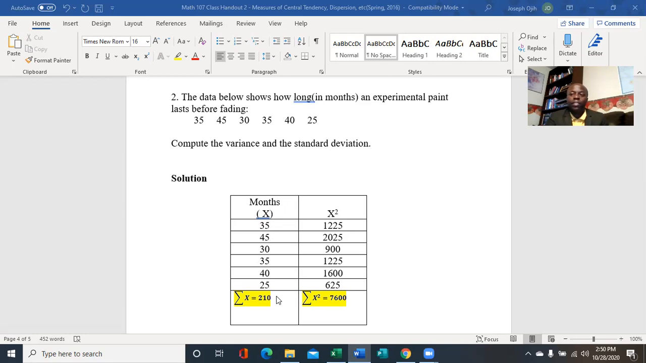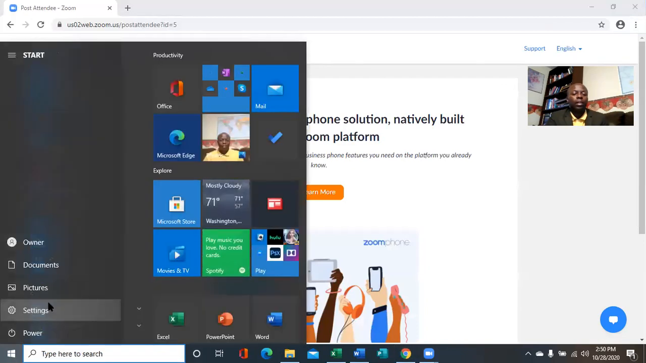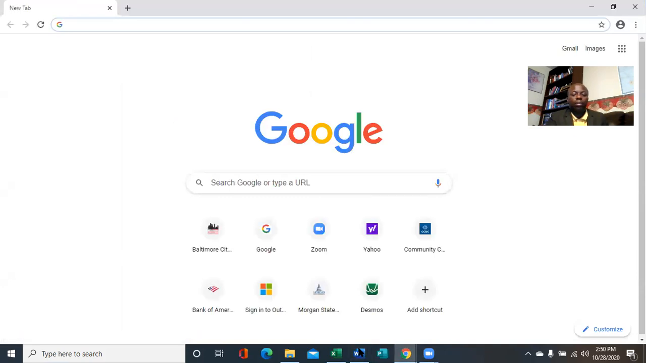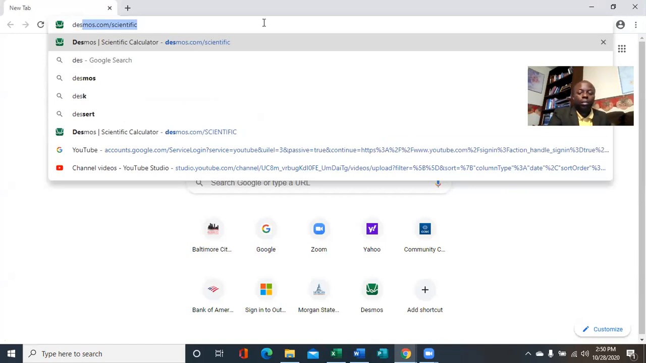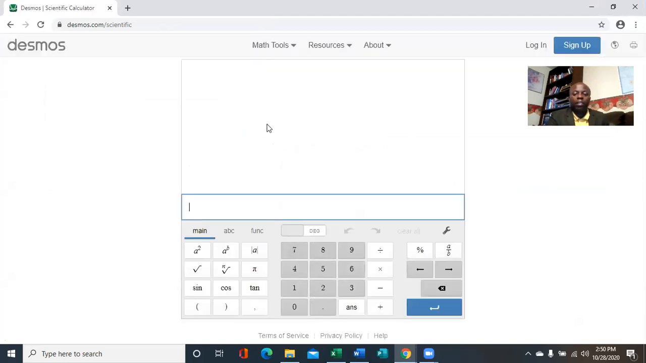I'm going to show you how to add them to get 210, using a calculator that is free online that I always tell my students about. I'm going to show you where the calculator is located by opening a browser. I'm going to share my screen so you can see it. The calculator is called Desmos. You go to desmos.com/scientific and press enter to bring the calculator out. Now we have the calculator, and you can see it on my screen.